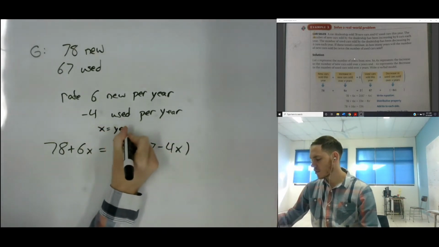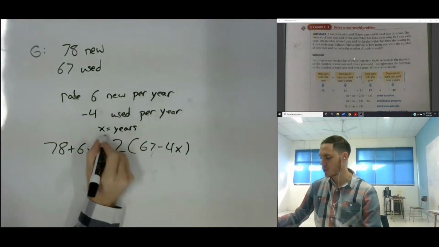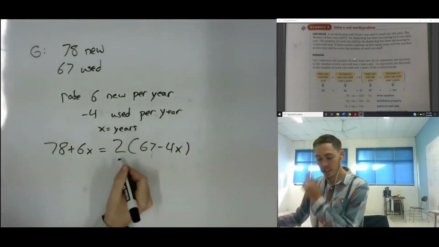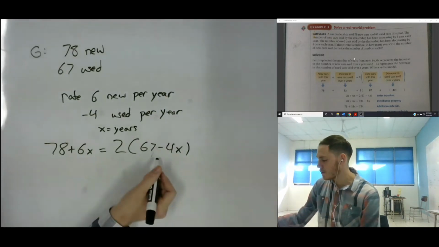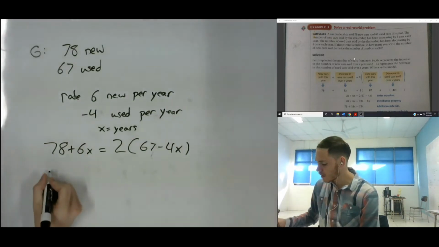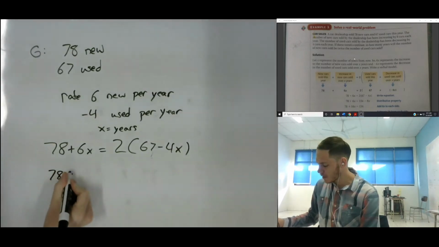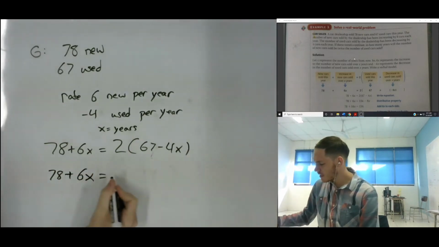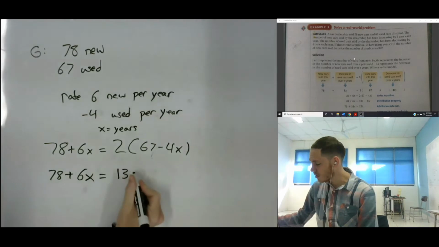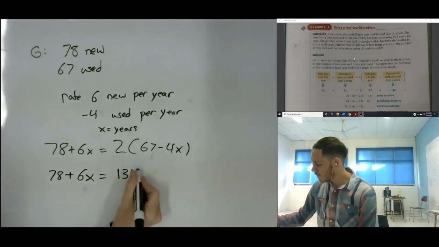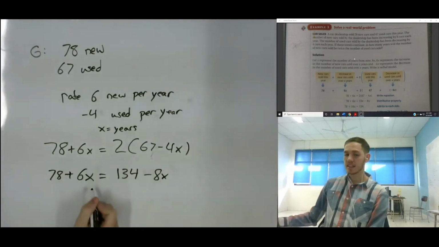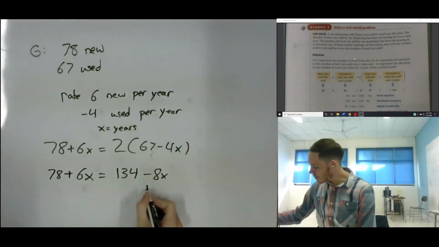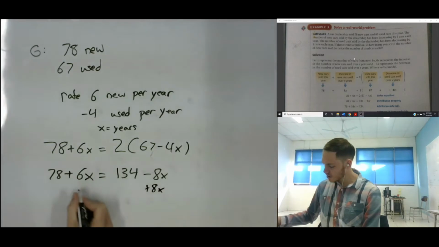Okay, so that's why we can have the same variable, because the x is the same. In this case, do we want to divide both sides by it or multiply? I think I got this, multiply. So 78 plus 6x equals 134 minus 8x. Now I'm going to get the x to this side because this is a negative x over here. And so it's just easier with positive x.